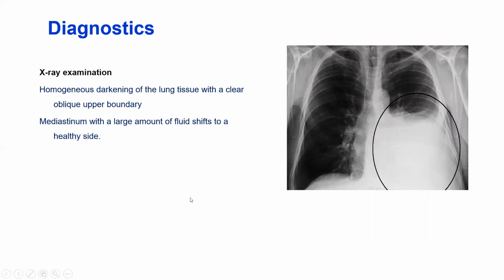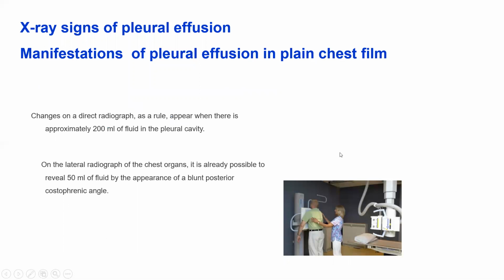X-ray examination is necessary and helpful for confirming the diagnosis. We can usually find homogeneous darkening of the lung tissue with a clear oblique upper boundary, and in this clinical case, with a large amount of fluid, the mediastinum shifts to the healthy side. X-ray signs of pleural effusion.